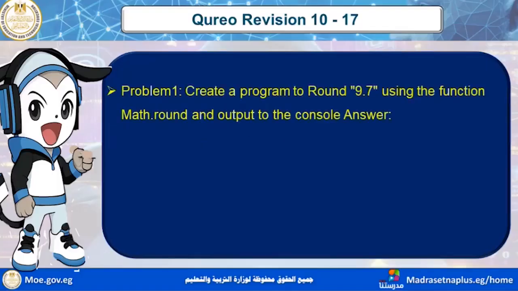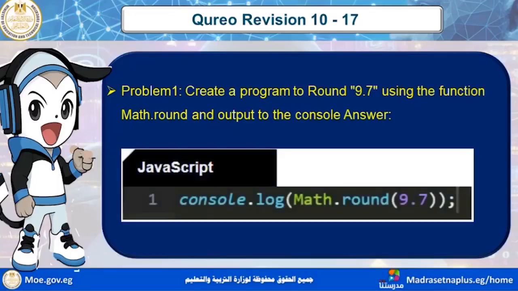Let's check a problem. Problem 1. Create a program to round 9.7 using the function Math.round and output the answer to the console. First, we have to declare a variable here. And if you don't like to declare a variable, you can use the numbers inside the parentheses of the function. So we will write console.log Math.round of 9.8. What will be the result here? For sure, the result here will be 10.